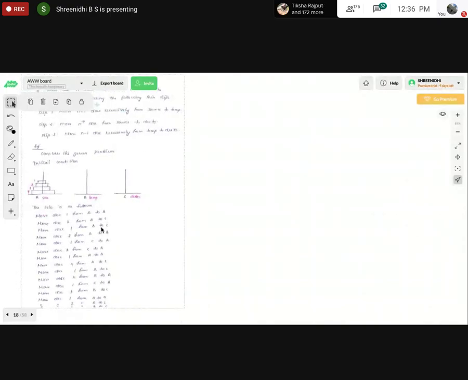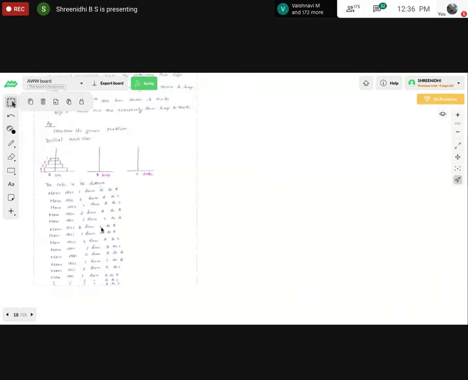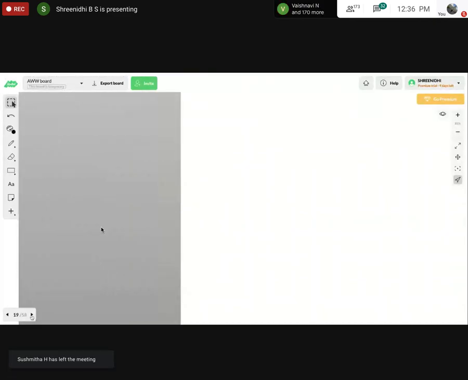And this is the move. Step 1: move n minus 1 disks from source to temp, move the last disk from source to destination, and move n minus 1 disks from temp to destination. You should write this. You can take the example of 4 or 3 and write this in the same way in your exam. Got it?